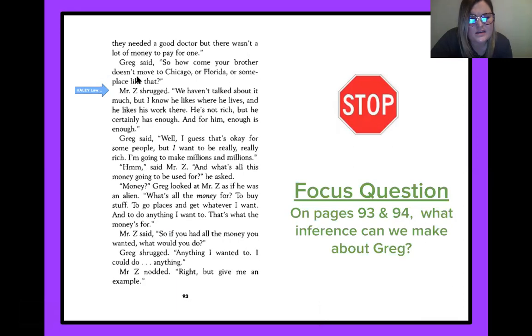Said Mr. Z. And what's all that money going to be used for? He asked. Money? Greg looked at Mr. Z as if he was an alien. What's all the money for? To buy stuff, to go places and get whatever I want, and to do anything I want to. That's what the money's for. Mr. Z said, so, if you had all the money you wanted, what would you do? Greg shrugged. Anything I wanted to. I could do anything. Mr. Z nodded. Right, but give me an example.